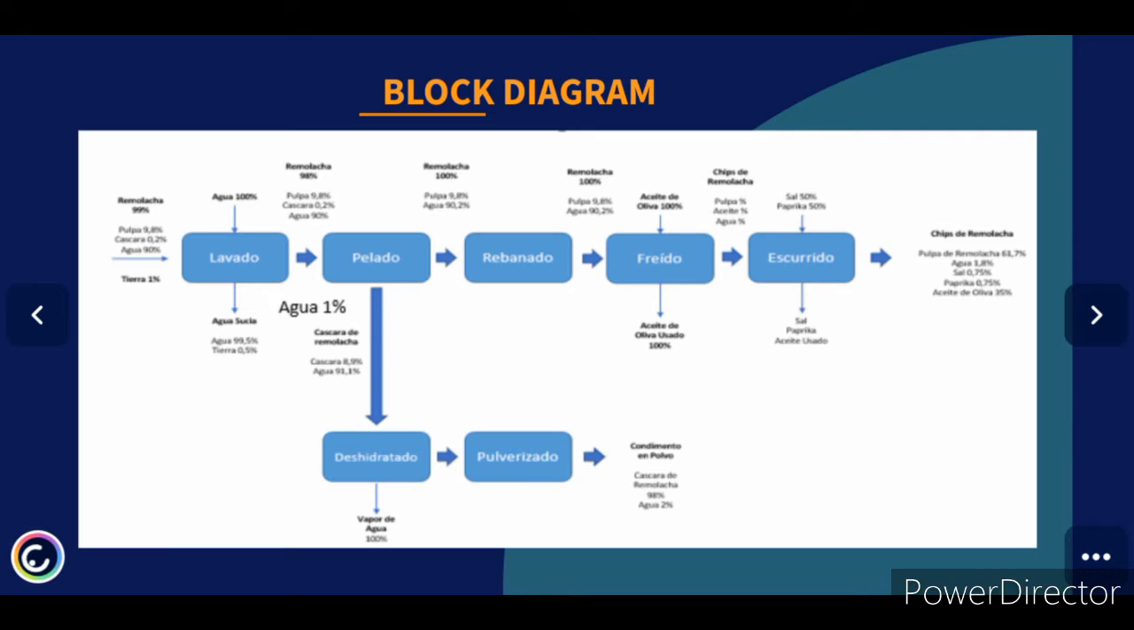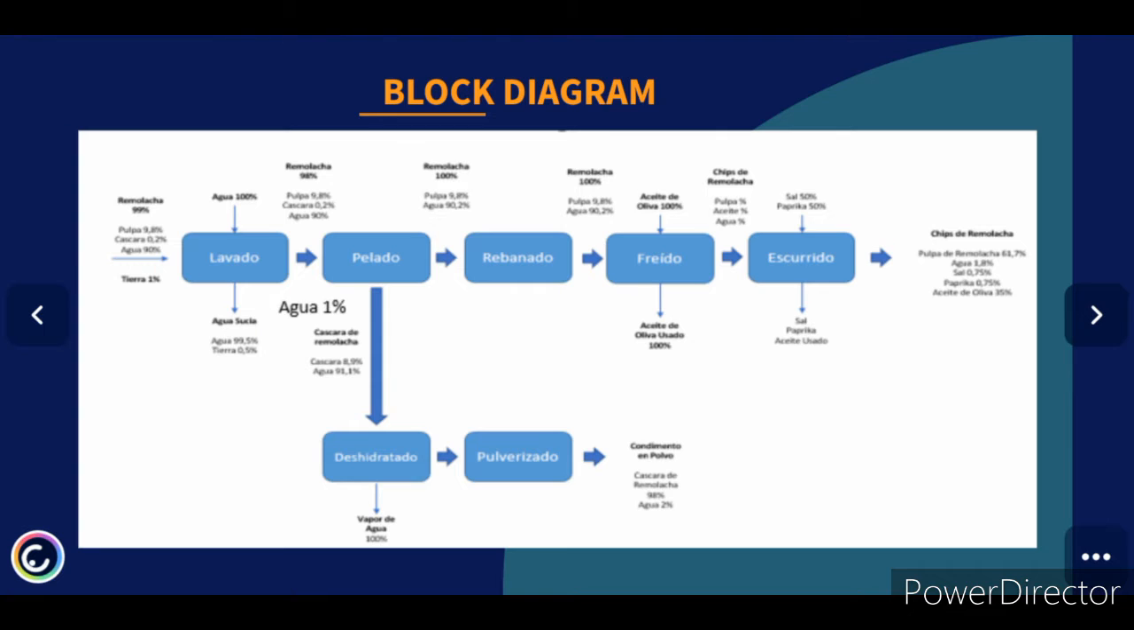For the first process, weighing. There are two component inputs: 100% weighed, and another one of beef. Weight is 99% divided by 9.8% pulp, 0.2% pulp, and the remaining percent is land.